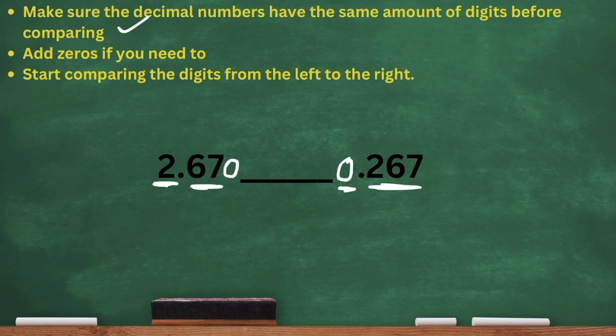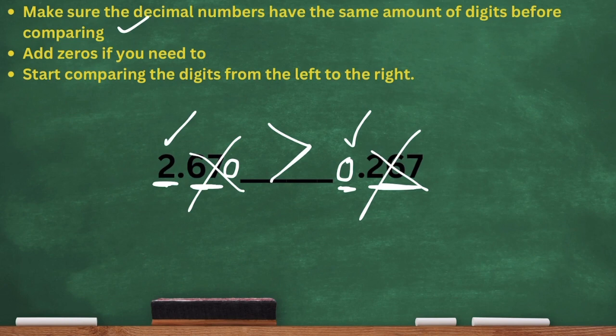I added a 0 to the other side because we want to make sure that both sides have the same amount of digits, right? That's the first step. Now we're going to start comparing the digits from left to right. We look at the ones place on both numbers. I have 2 ones in the first number and 0 ones in the second number. That tells me that 2 is greater than 0. There's no need to compare the other digits, so I'm just going to cross them out. That's how we compare decimals. We compare by place value.